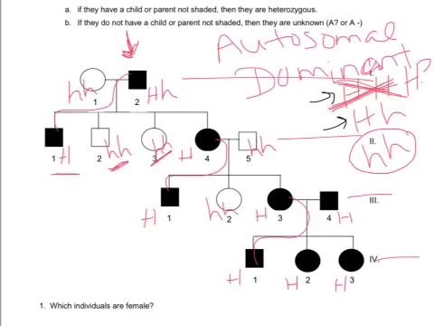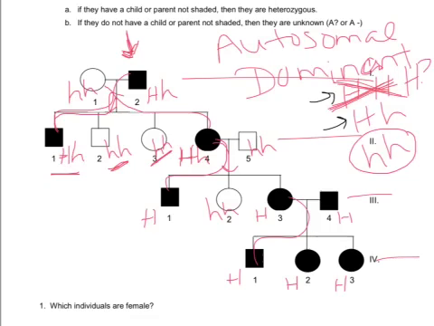Now if we look at this individual here, he doesn't have any children, so we can't use that. But if we go backwards and look at the parents, we see that his mother is little h little h, which means the mom can only pass on a little h. So he has to be heterozygous. His sister on the end, individual number 4, has to be heterozygous for the same reason. Her mother only has a little h to pass on, and she has a daughter that is little h little h, so she has to have a little h to be able to pass that one on.